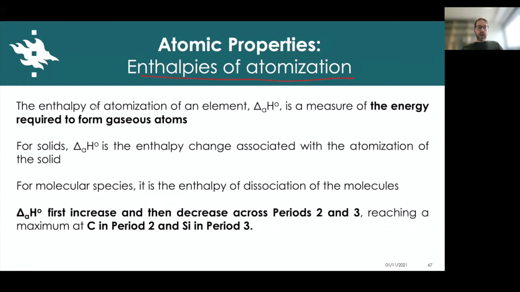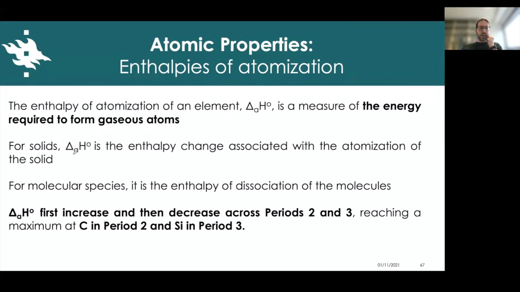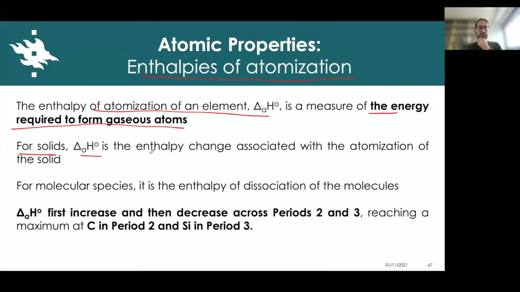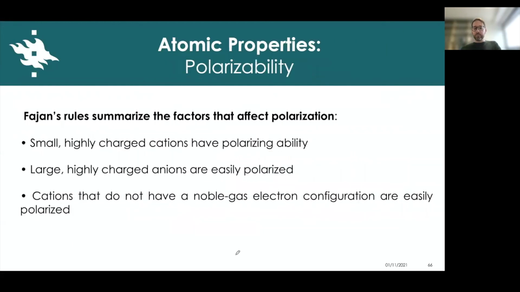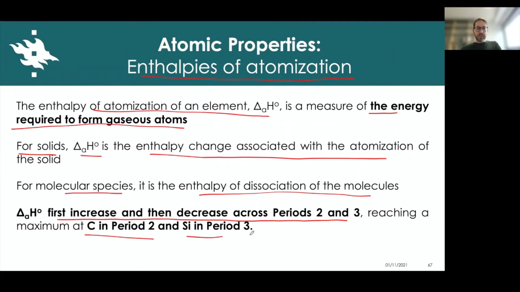The enthalpy of atomization of an element is a measure of the energy required to form gaseous atoms of a species. For example, if we are talking about solids, the atomization enthalpy is the enthalpy change associated with the atomization of the solid. For molecular species, this refers to the enthalpy of dissociation of the molecules. Regarding the variations across the periodic table, it first increases and then decreases across periods 2 and 3, reaching a maximum for carbon in period 2 and silicon in period 3.